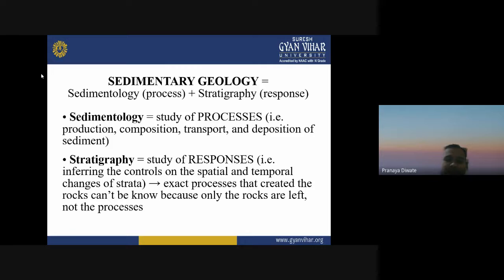So, what is the difference between sedimentology and stratigraphy? Sedimentology is the study of process, how the process has been operating in various parts of the earth. Whereas stratigraphy is the study of responses, which is inferring the control on the spatial and temporal changes of the strata. The exact process that created the rocks can't be known because only the rocks are left, not the process.